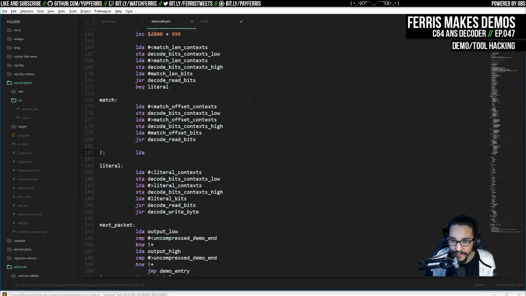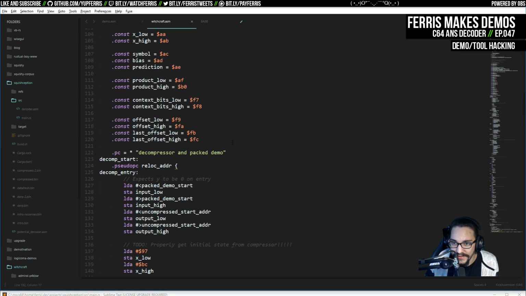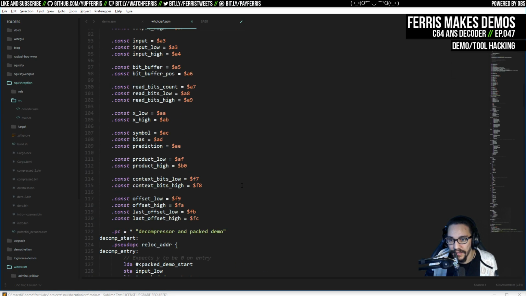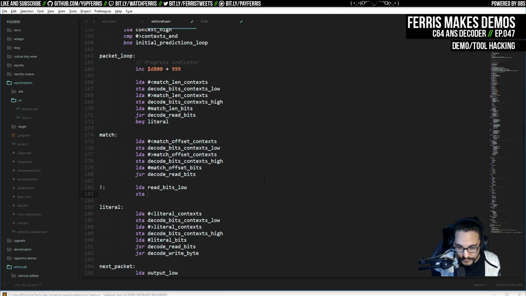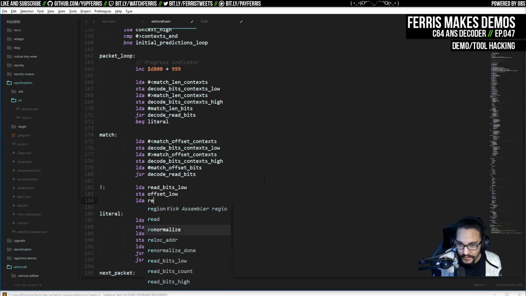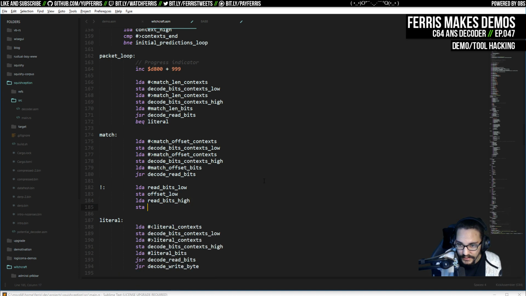Makes me very happy. Anyway, what we want to do here is I'm actually going to move the pointer here. The code will make sense after I write it. I'm just going to do this. Red bits low, STA offset low, load red bits high, STA offset high. Yeah, so this way we're always moving the offset that we're going to use into this offset pointer here.